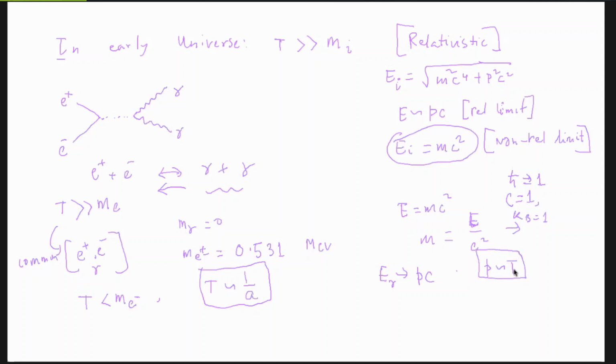So when the temperature is less than m_e, c is 1. So basically, if you have c equal to 1 here, then E gamma is almost equal to p, equal to some constant times T, the temperature. Temperature we also write in electron volts. Now if the temperature falls even lower, then momentum falls, and energy falls, goes down.